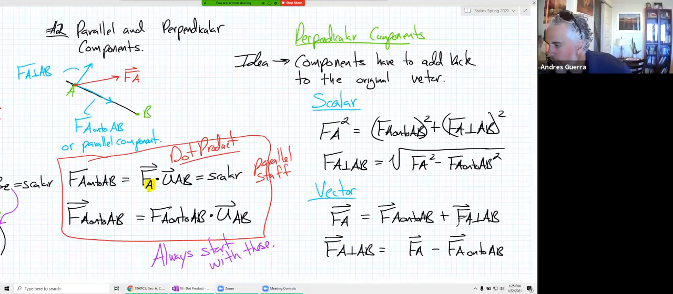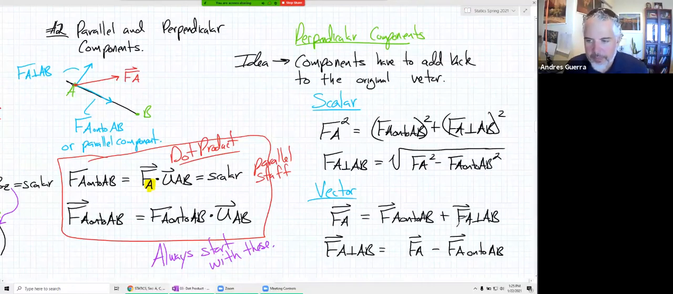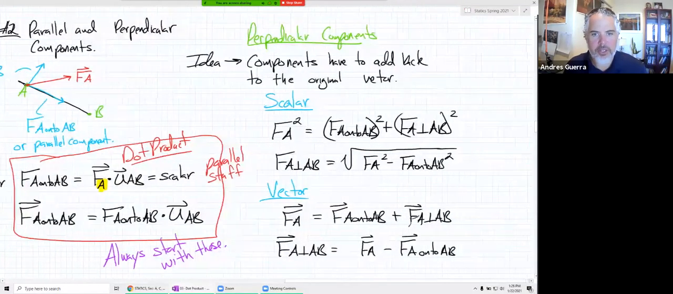And I see some stuff going on in the chat here. Multiply by cosine of theta. I think that was a little while ago, right? Yeah, multiply by the unit vector. Okay, excellent. So I think that was with regards to my question from before.